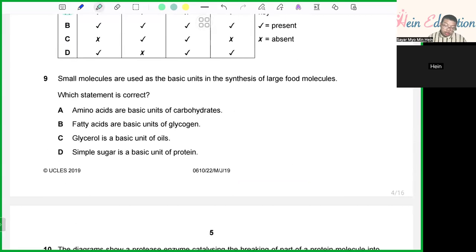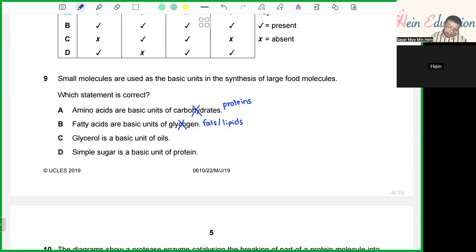And number 9, small molecules are used as basic units in the synthesis of large food molecules, and which statement is correct? Number A, amino acids are bases of carbohydrates. No, amino acids are bases of protein. Or we can also change it, not amino acid, it can be glucose. B, fatty acids are bases of glycogen. Again, no, this would be fats, or it can also be lipids.